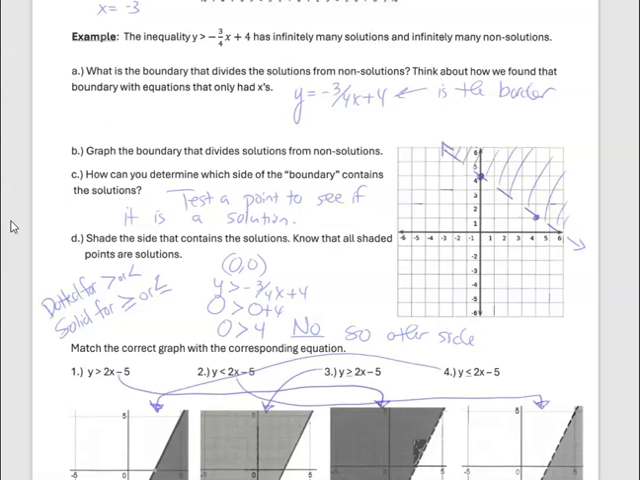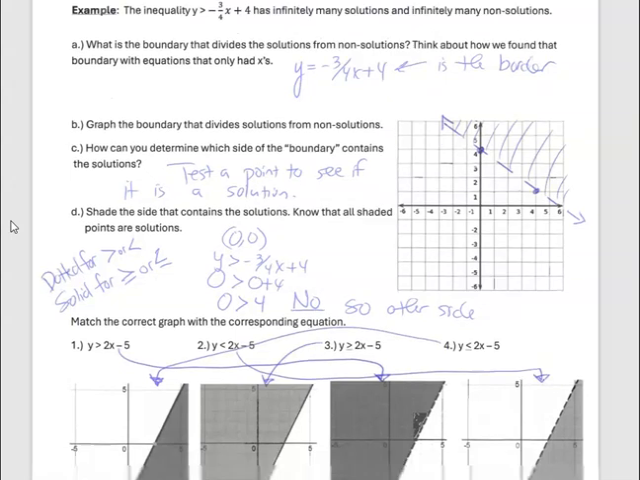Just like if you tested a point on the line, that doesn't tell you which side is going to be the solutions. So once again, you are going to graph it as if it is just a normal equation, dotted versus solid, depending on if it is less than or greater than, or if it's less than or equal to and greater than or equal to. So if you have that equal part of it, then it has to be solid. Otherwise, it does not. Then you test a point on either side, and if it is a solution, shade that side. If it is not, then shade the other side. There's only two possibilities. One side is all the solutions, or the other side is all the solutions.